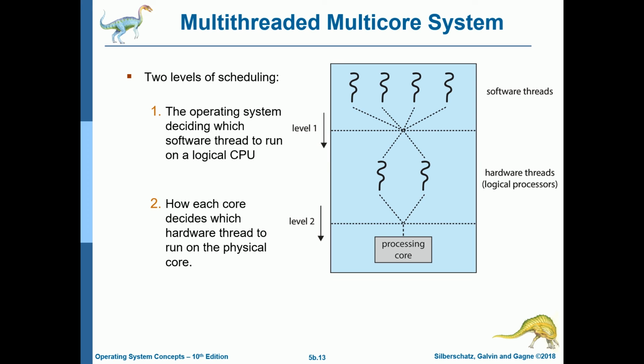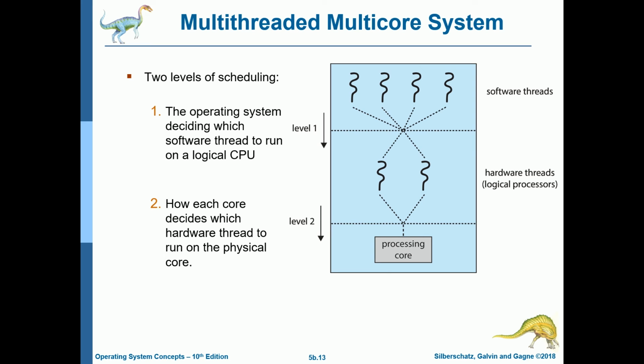This illustrates a dual-threaded processing core. On one level are the scheduling decisions that must be made by the operating system, as it chooses which software thread to run on each hardware thread, the logical CPU. For all practical purposes, such decisions have been the primary focus of this chapter. Therefore, for this level of scheduling, the operating system may choose any scheduling algorithm, including those described before.